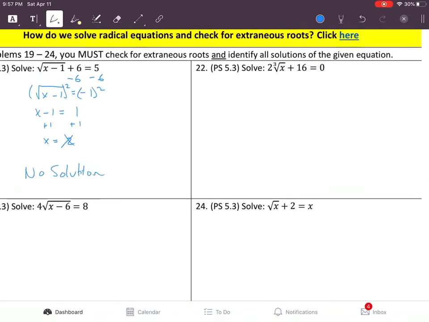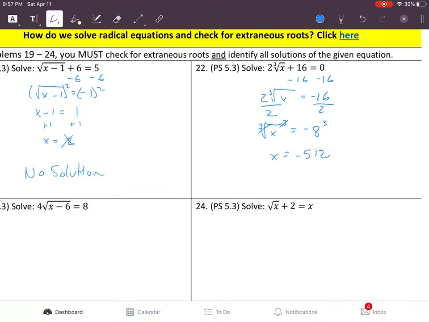Number 22. The first thing we're going to do is subtract 16. So we have 2 times the cube root of x equals negative 16. We have to get the root by itself, so we're going to divide by 2. So we have the cube root of x equals negative 8. Now we're going to cube this. So the cube root and the cube go away, and x will equal negative 512.